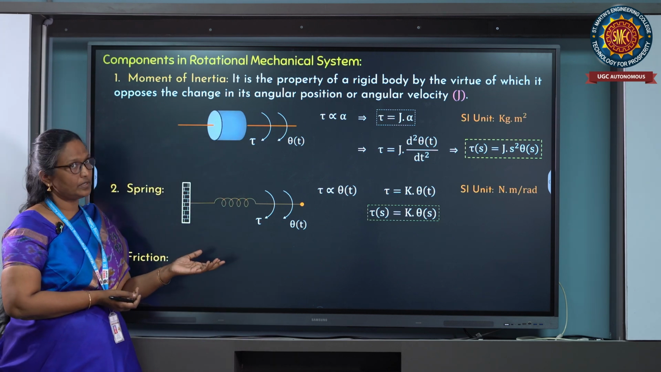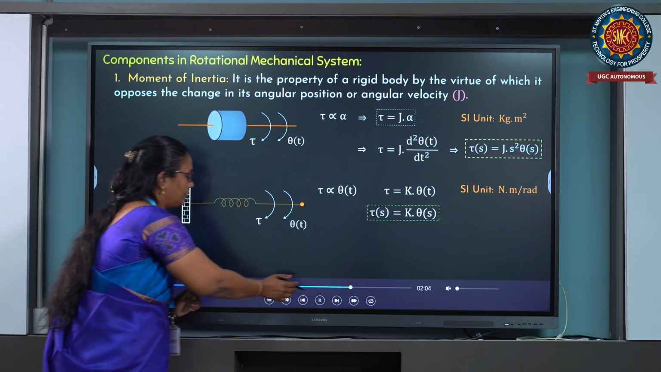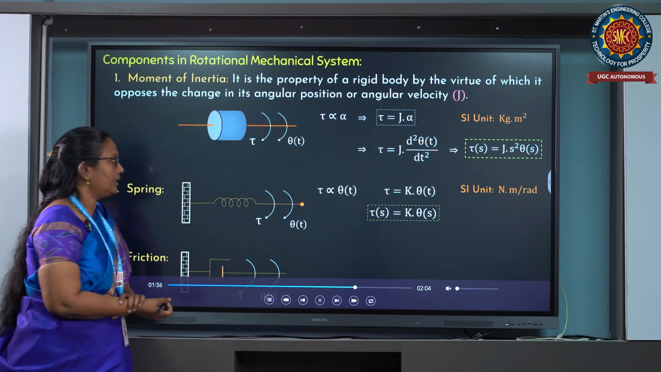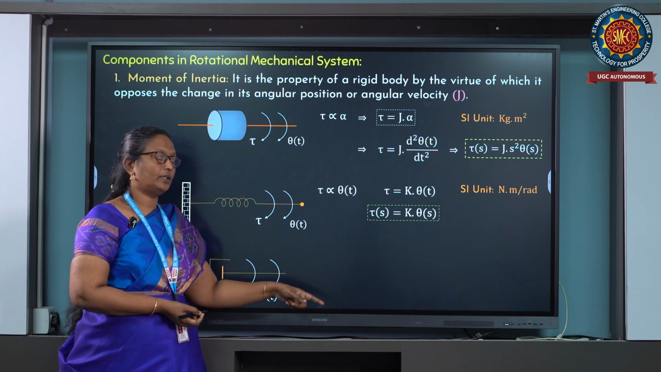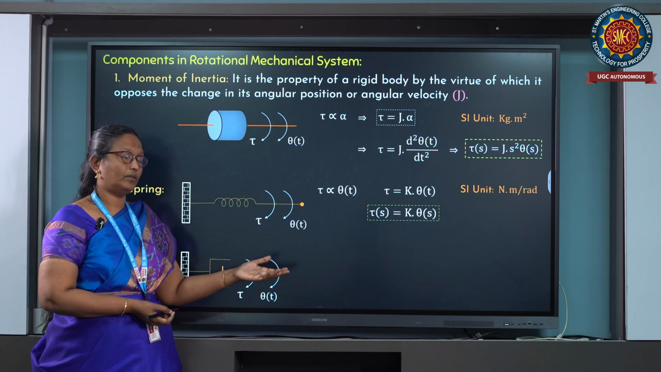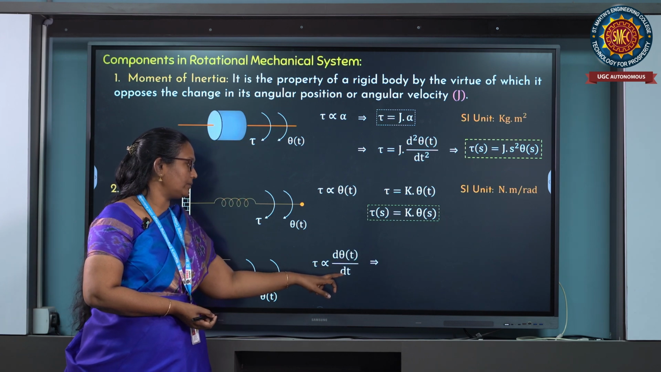This is the friction constant, or dashpot, we can say. In this dashpot we have Tb, which is proportional to d theta by dt. So d theta by dt, or we can write it as angular velocity, that is omega also. So here we have d theta by dt.